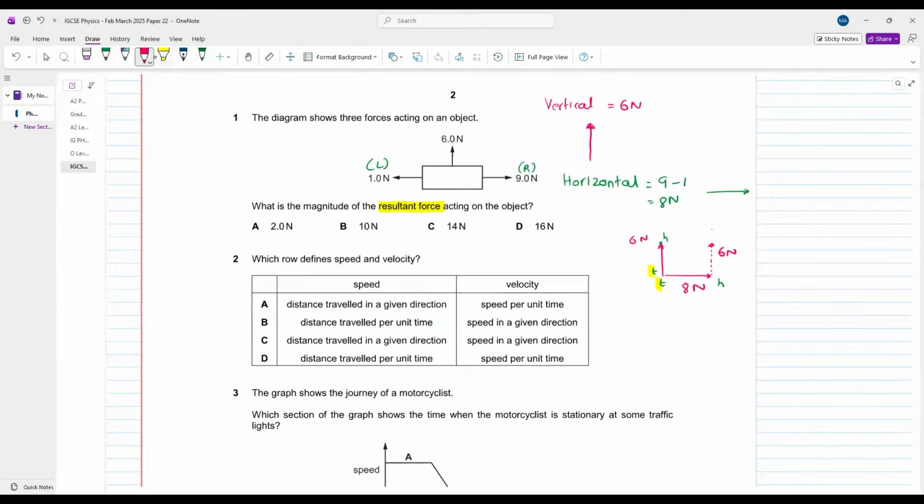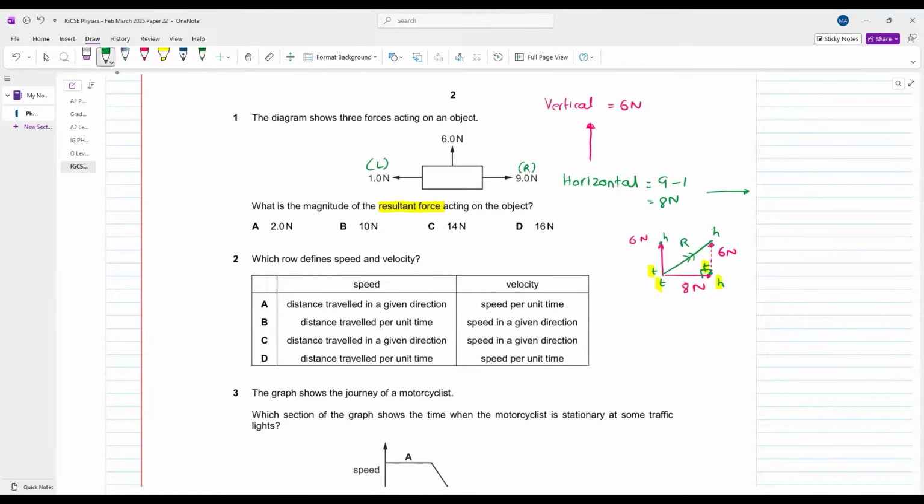Can you now realize the head of the 8 Newton vector is connected to the tail of the 6 Newton vector? Head to tail rule is satisfied. Can you make the resultant vector? Yep. Here you have your resultant vector. This is a 90-degree angle.